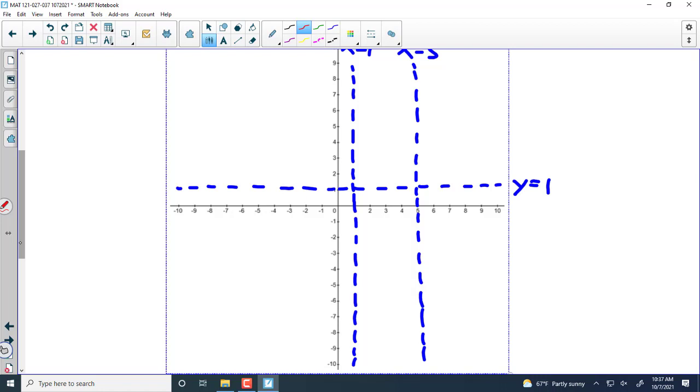I make the observation that I'm going to have 3 pieces to my graph. 3 pieces because we have 2 vertical asymptotes. That's what determines how many pieces you have.